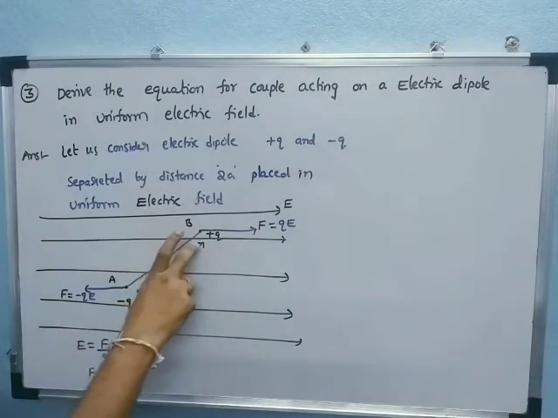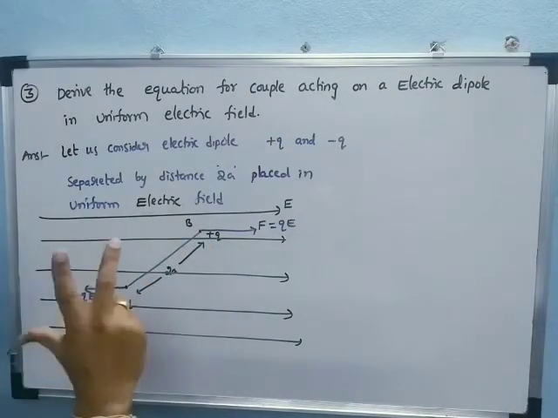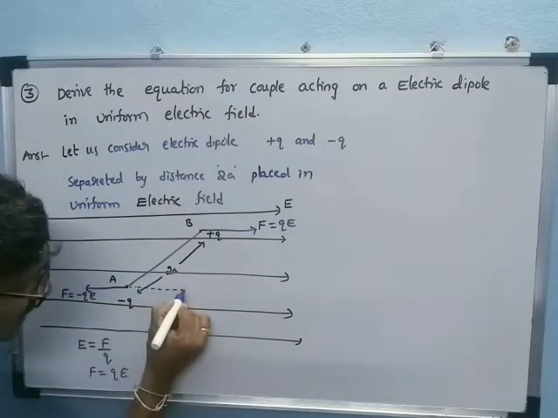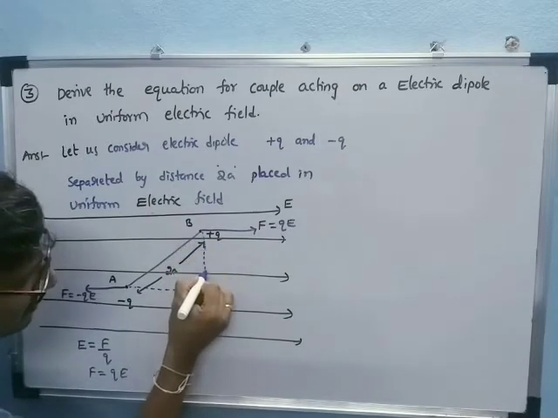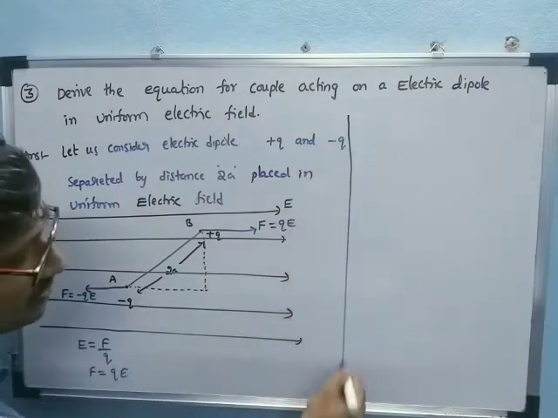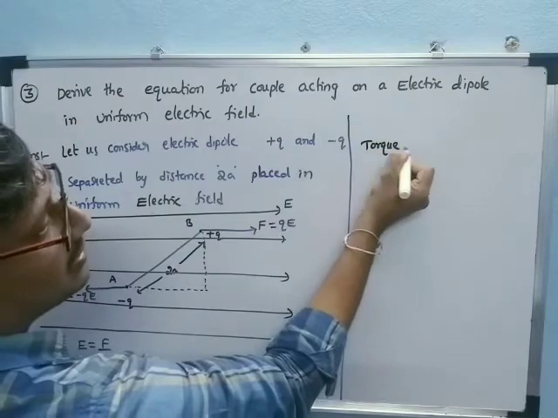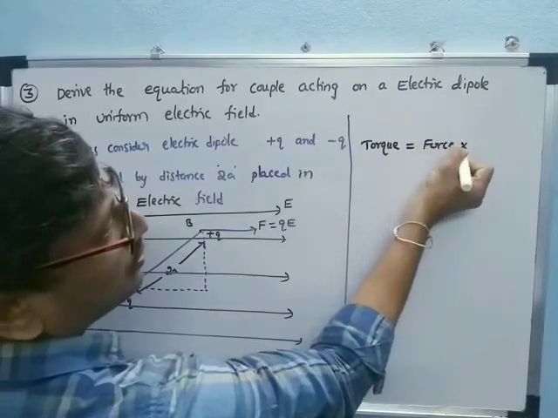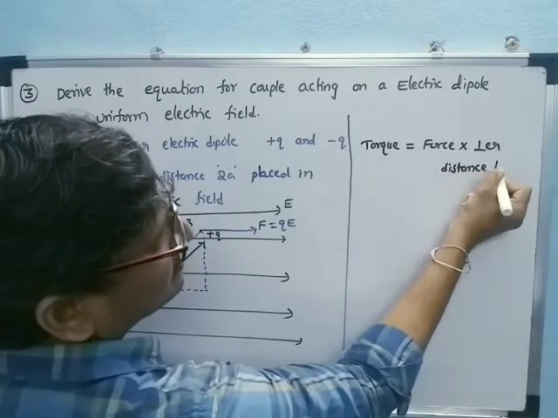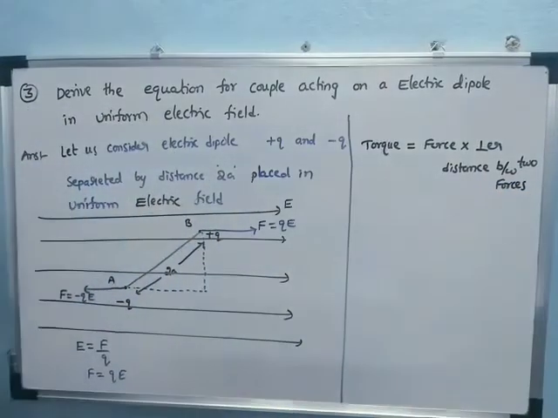Then here a couple of forces acts on this dipole. The dipole rotates in a uniform electric field. Here the torque is produced. So what is the torque formula? The torque is equal to force into the perpendicular distance between the two forces.